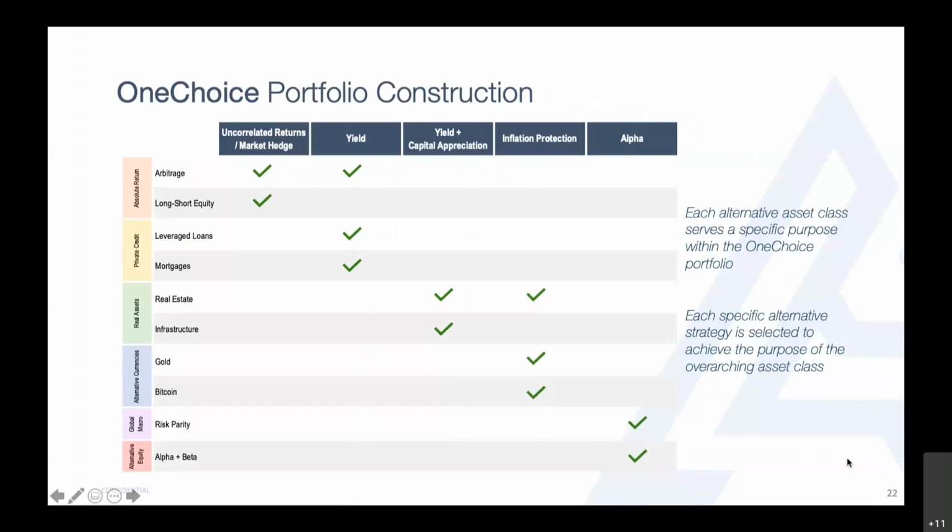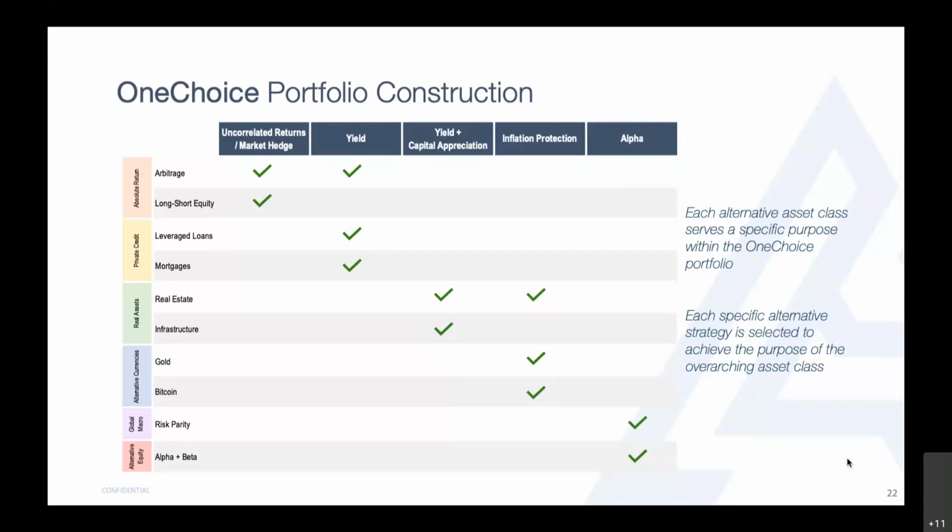Now, there's a reason we allocate to different alternative asset classes, whether it be as a market hedge, to generate yield, to generate capital appreciation, inflation protection, and alpha. So the goal of OneChoice is not to select the best strategies each year. The goal of OneChoice is risk management before it's too late. We're providing asset classes such that in different economic environments, we're confident that something will always be performing well to provide that ballast or support for investor portfolios.